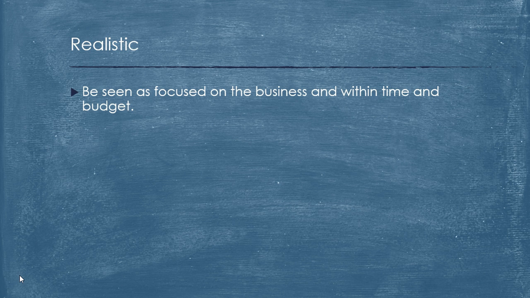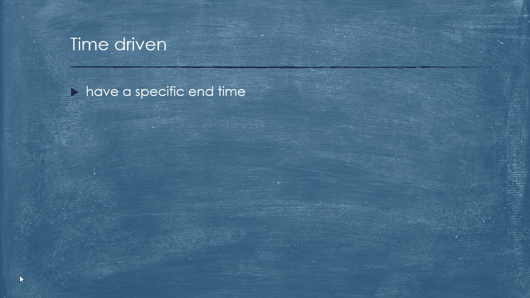Obviously you have the odd example where a business jumps up a lot in market share, but the reality is most businesses don't grow like that. They grow over a longer period of time. Time driven, basically, does the objective have a specific end date? So does it have a point where it ends? Because all objectives need to be reviewed at certain points, and that's the point of this.